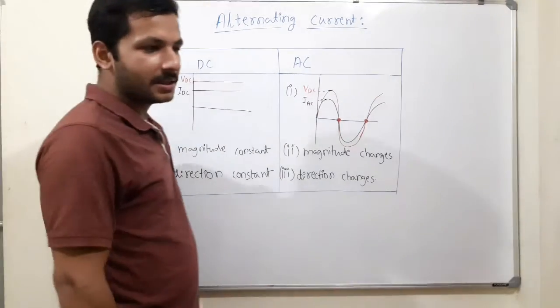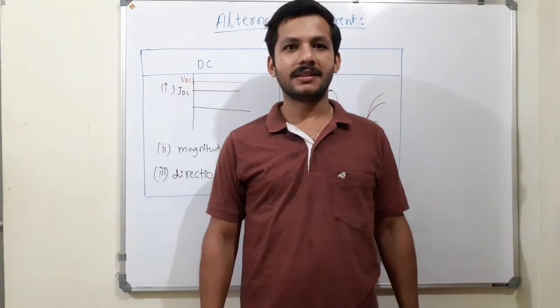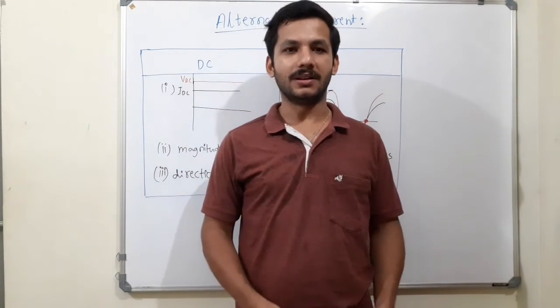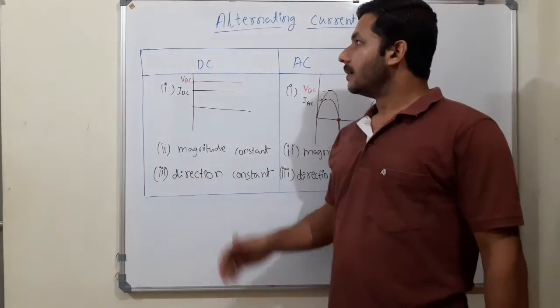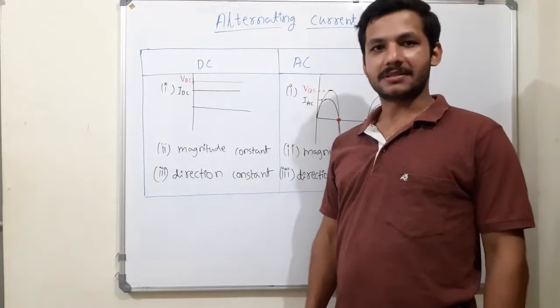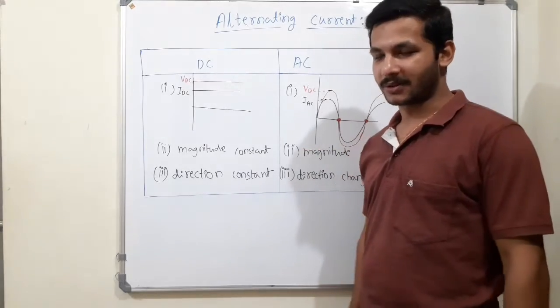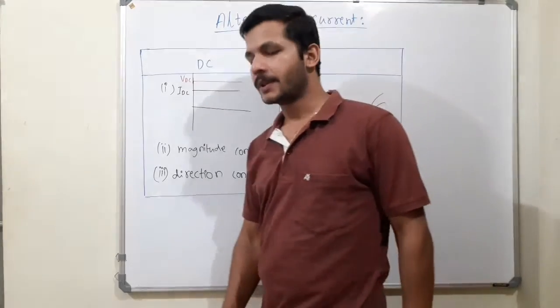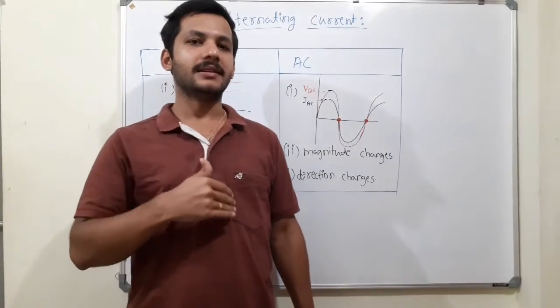Hi everyone. I would like to discuss alternating current, the seventh chapter of 12th CBSE. You have heard about alternating current and direct current many times in your lower classes, or even in second PUC. Also you have come across these terms many times. Today we will discuss the difference between AC and DC.